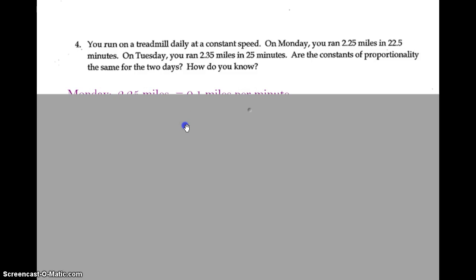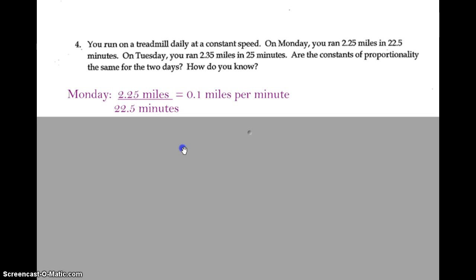Question 4. You run on a treadmill daily at a constant speed. On Monday, you ran 2.25 miles in 22.5 minutes. On Tuesday, you ran 2.35 miles in 25 minutes. Are the constants of proportionality the same for the 2 days? How do you know? So for this question, on Monday, we ran 2.25 miles in 22.5 minutes. That is equal to 0.1 miles per minute if you divide 2.25 by 22.5.